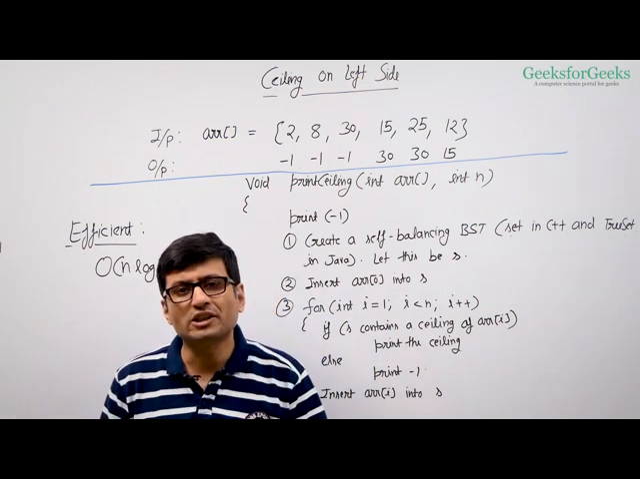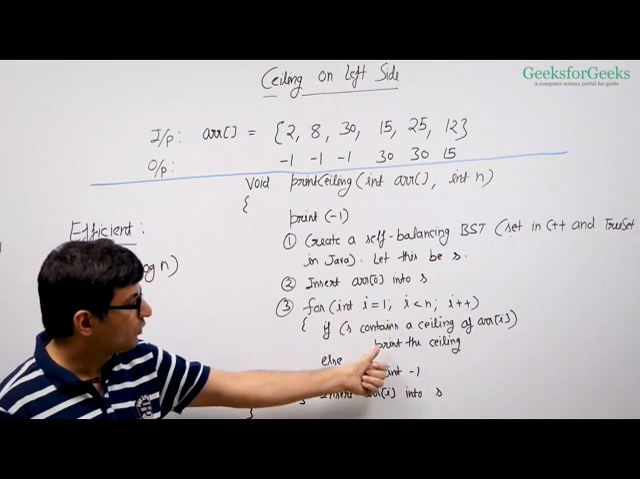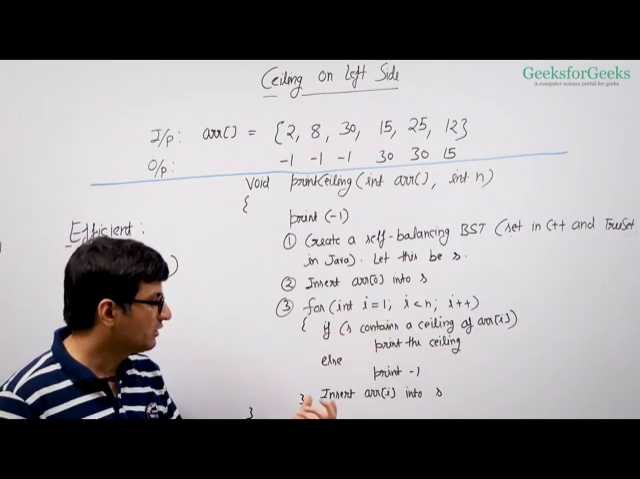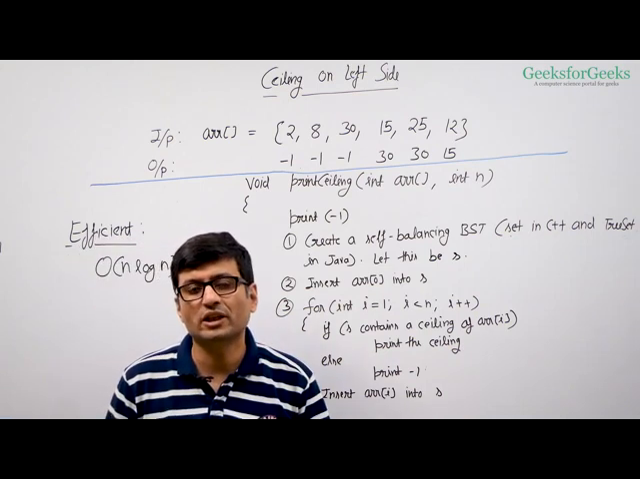Let us quickly analyze the time complexity. We are running through n elements. We are finding the ceiling, which is a log n operation. We are inserting the element, which is also a log n operation. So the time complexity is n log n.